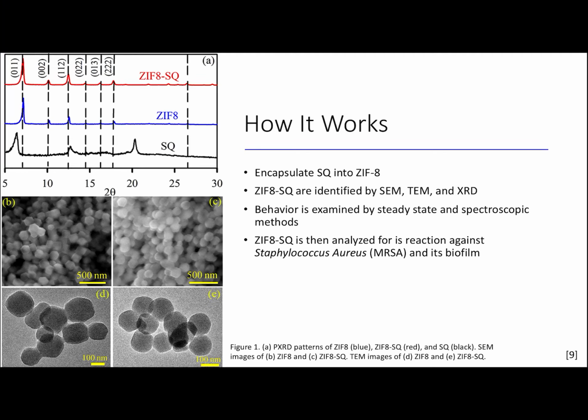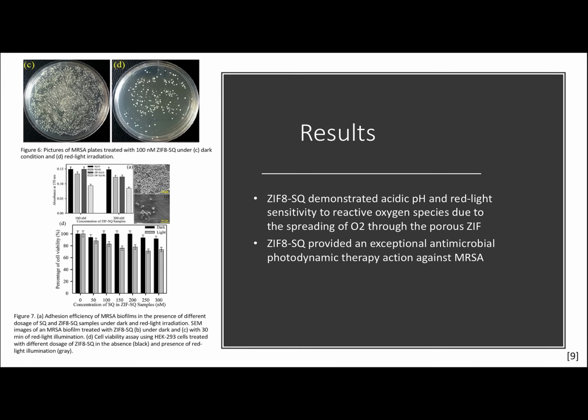Following that study, they also use ZIF-8 scoring to examine its actions against methicillin-resistant Staphylococcus aureus, known as MRSA, as well as its biofilms. So the behavior is analyzed using steady-state and time-resolved spectroscopic methods, and the results are that ZIF-8 scoring showed acidic pH and red light-sensitive ROS, known as reactive oxygen species, generation due to the molecular crosstalking, and ease of diffusion of O2 through porous ZIF.